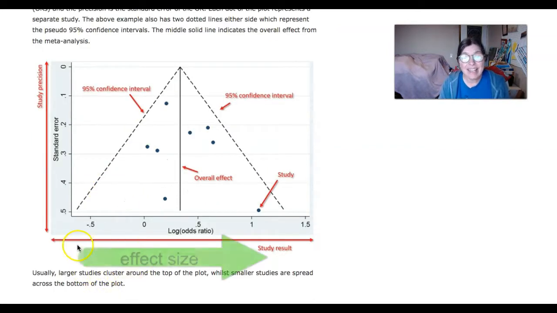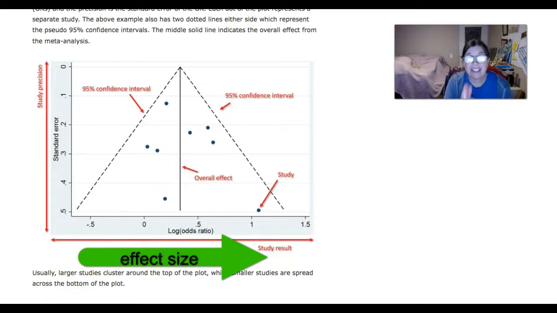Now on the x-axis will be the effect size. It could be like here the odds ratio or a log of the odds ratio. It could be a Cohen's d or a Pearson's r or any kind of a risk ratio, anything that will represent the effect size. And as you can see, this line here represents the mean or the average effect size of all the studies put together in the meta-analysis. They put all the studies together, they come up with a mean effect size.